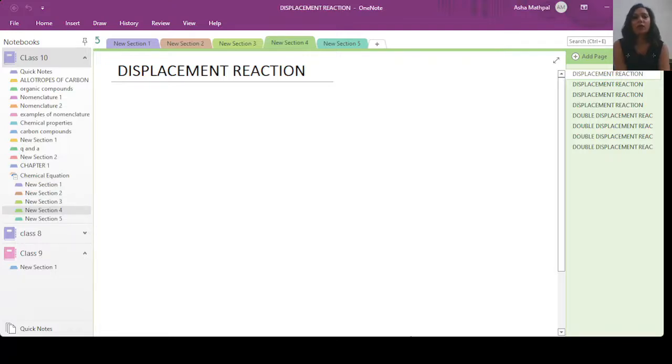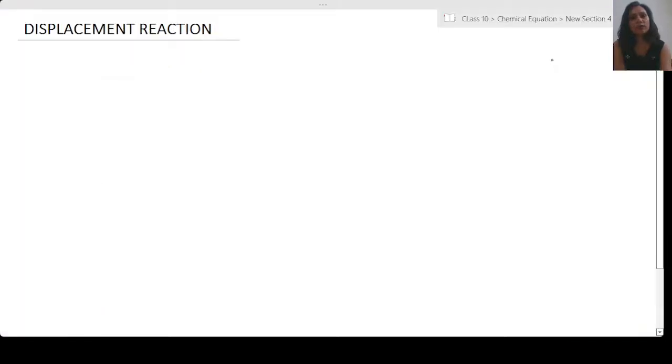Now, we have understood what are chemical reactions and what are chemical equations, and how we can write a correct chemical equation with the help of the valency and the atomicity. In my previous session, I have already given you a valency chart and an atomicity chart which will help you in writing the correct chemical equation. Now we will start off with today's topic, that is the displacement reaction.